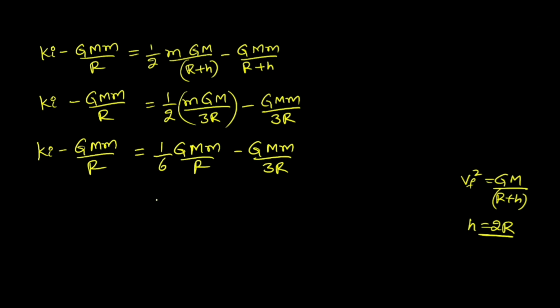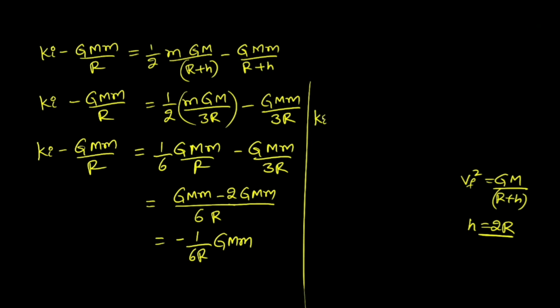Now here it is. Let us simplify it. Let us take LCM. It is 6 GM by r minus 2 GM. It is equal to minus 1 by 6r GMm.